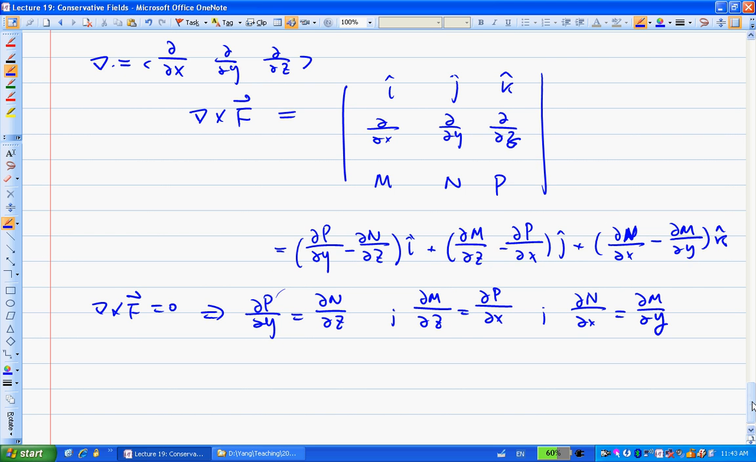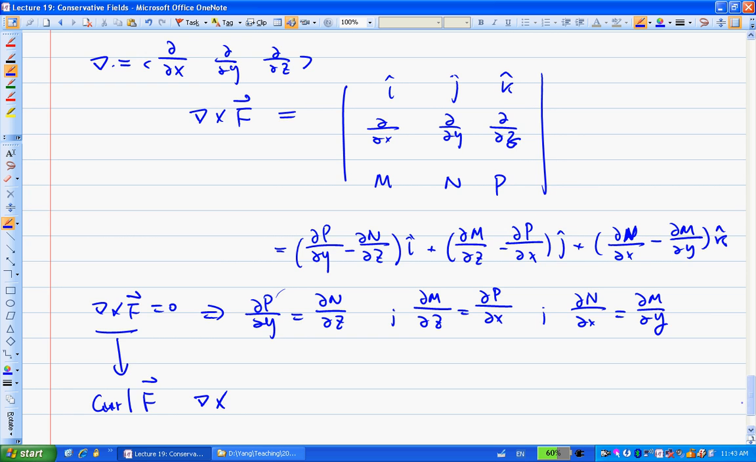Is that good? There's no trick here. Next we're going to learn a new concept. This del cross f is called curl f. We were talking about linear operators, and a gradient is a linear operator. Now this is a new operator, the curl. Basically this del cross is another operator.